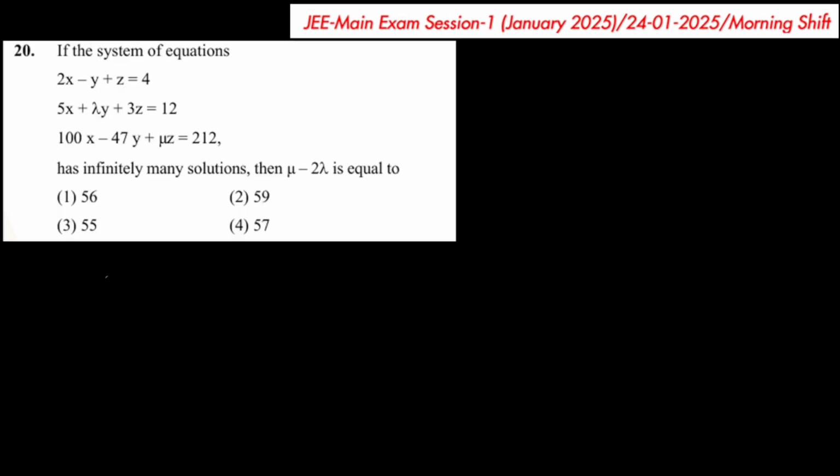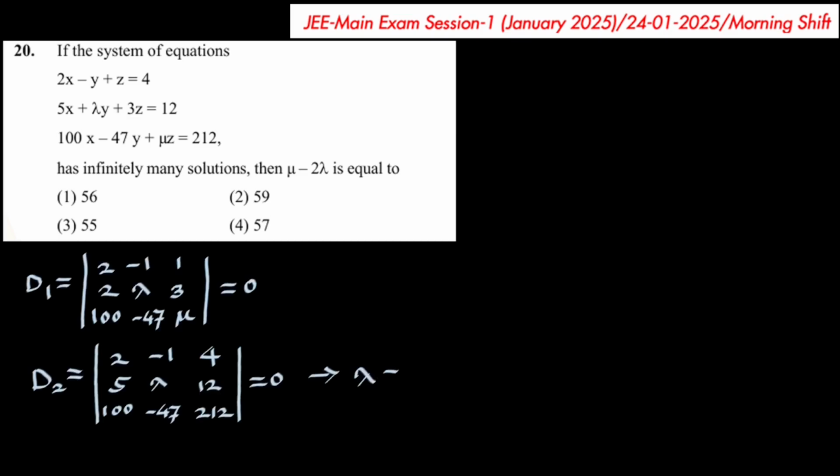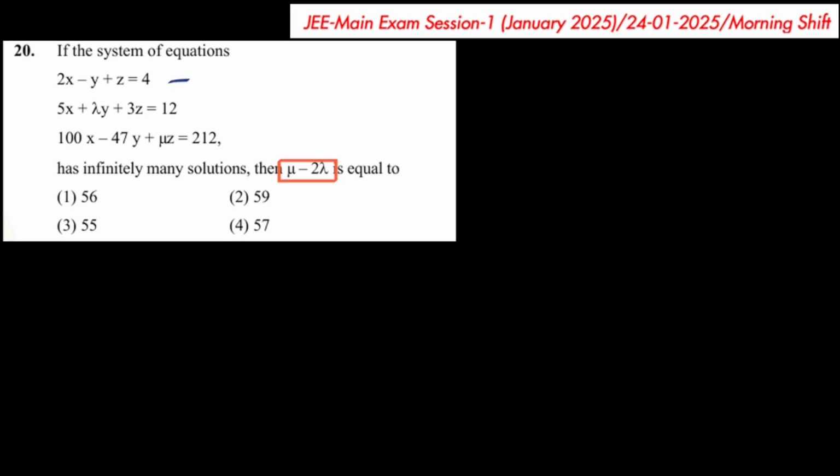The traditional method of solving this system of equations is solving these two determinants to get lambda from this determinant and then mu from this determinant and finally get the value of mu minus 2 lambda. But this involves a lot of calculations. Therefore, we will use another method which is quicker. We will multiply this first equation by 50 and then subtract it from this third equation.